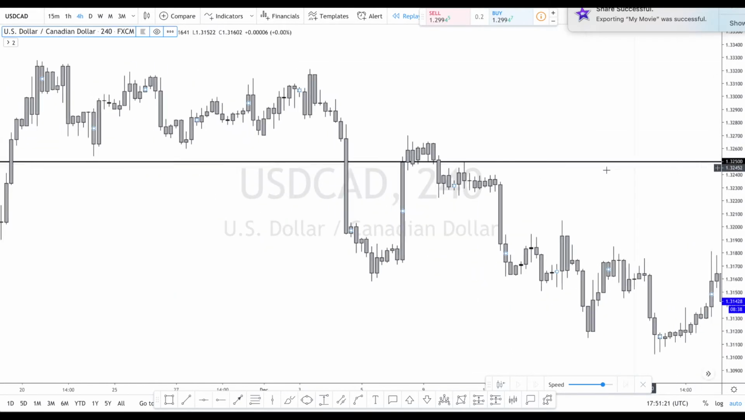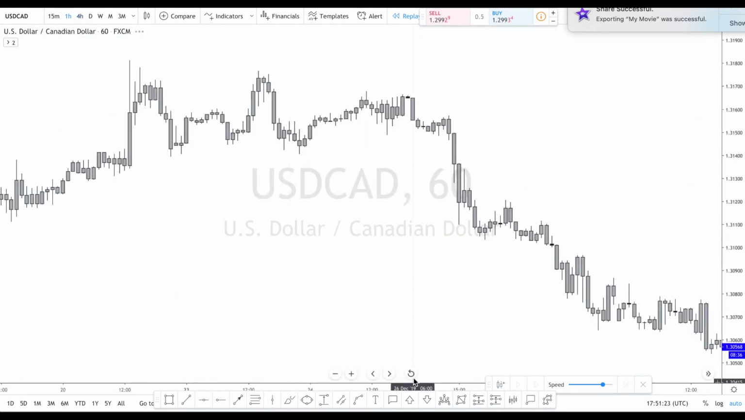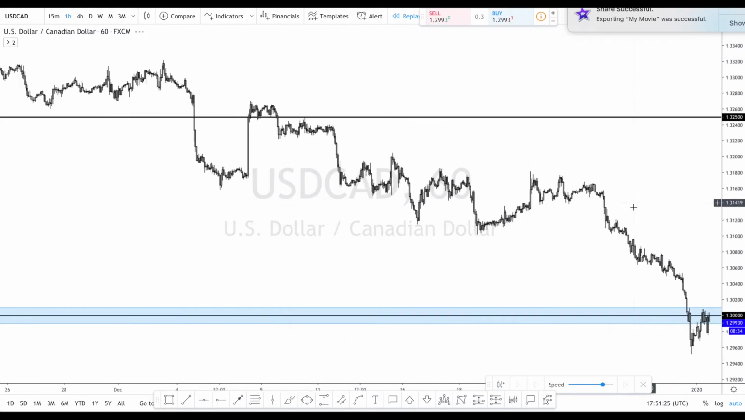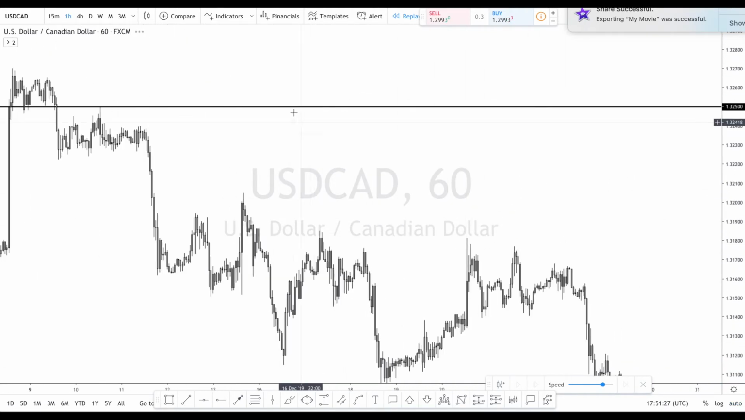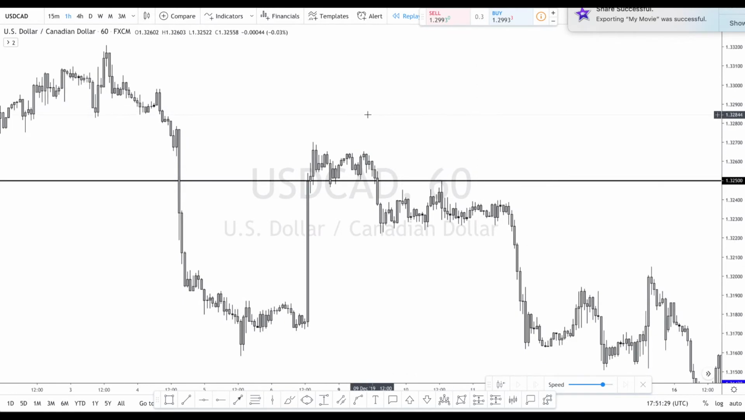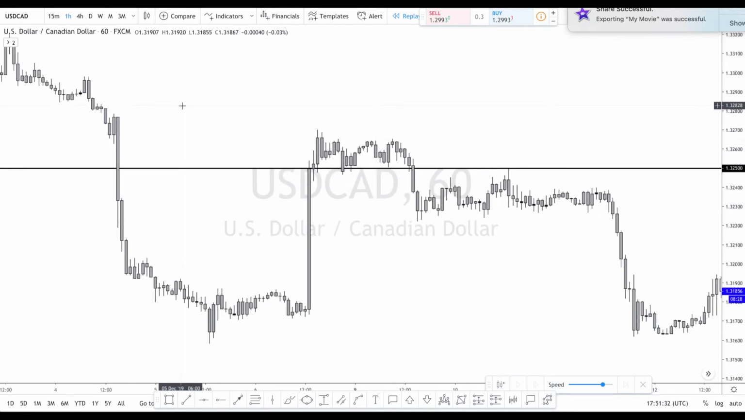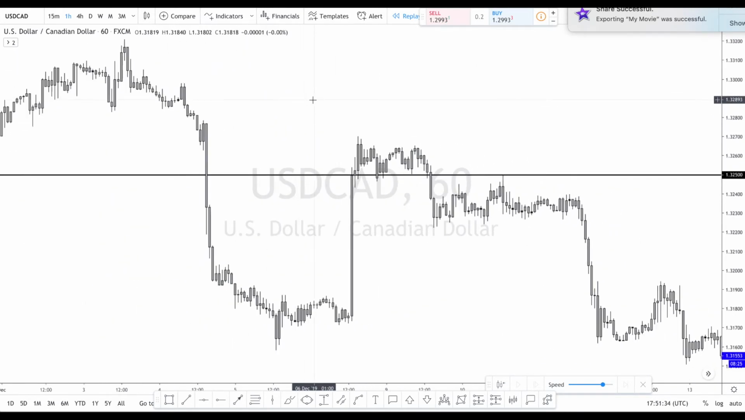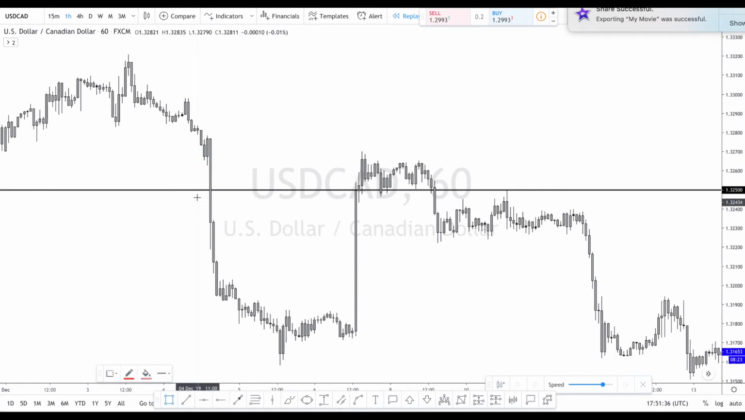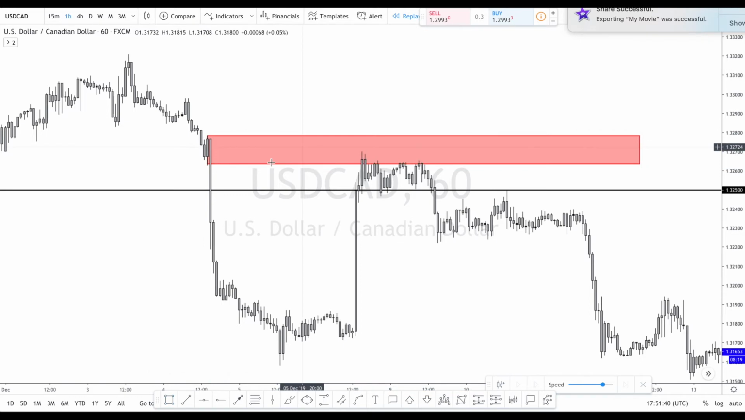I think there was one here on US dollar CAD, if I remember correctly. I'm just going through memory of the ones I've pointed out to you. So for example here, even on the hour chart, this for me here is a supply zone. I'll explain why. Right here in this candle, you see you've got that pause. It's all about that pause and how big the move away was.